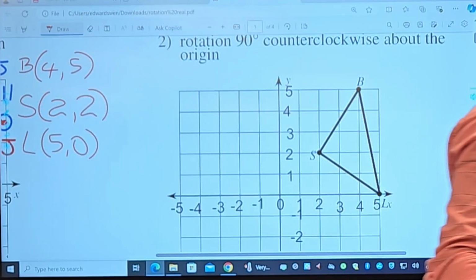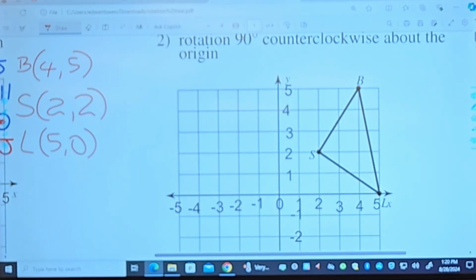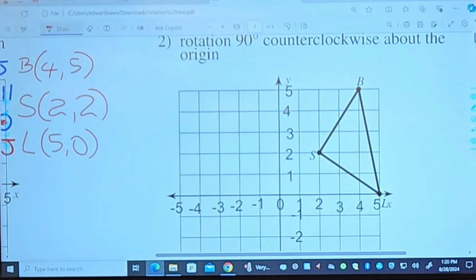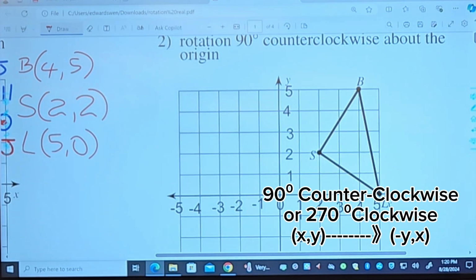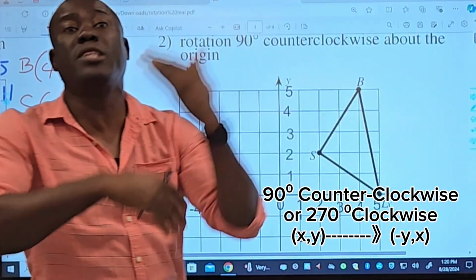Now, when you rotate 90 degrees counterclockwise, right? Take a look. You switch them and you change the one that comes in the front. See, (x, y) is going to switch to (y, x). But the one that comes at the front will change. So just watch the sign. That's it. The one that comes at the front.